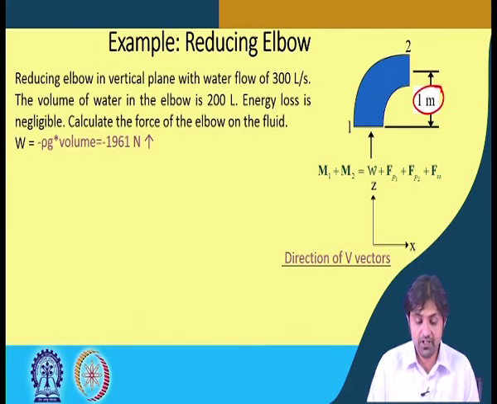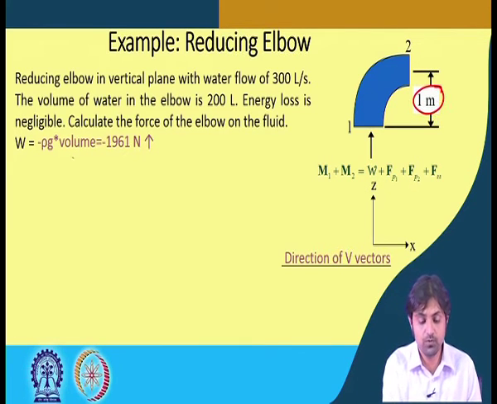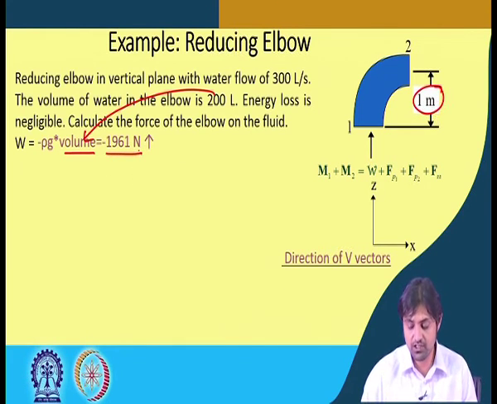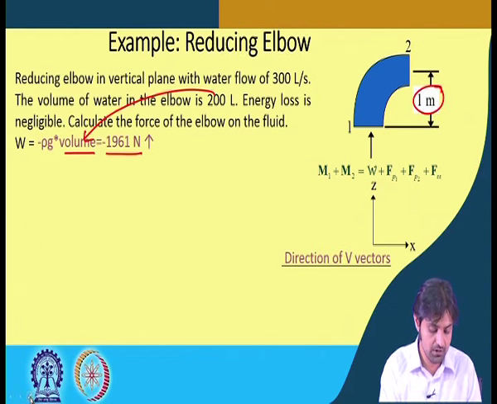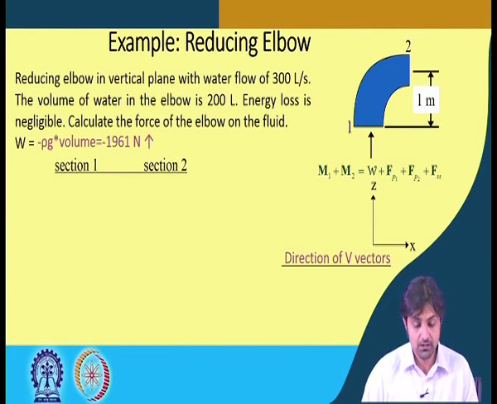What is going to be the weight? Minus rho g times volume. So if you put the volume as 200 liters, you are going to end up with 1961 Newton in the negative direction, because weight acts downwards.